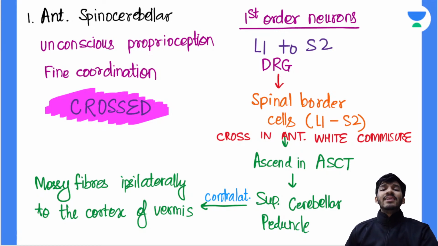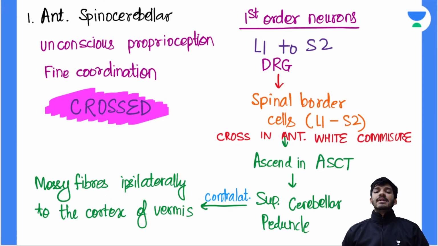Now you must be wondering, in the second example this seems to be violated. In the second example I said that the first order neurons are going to reach the posterior spinal border cells, and then they are going to cross. Okay, but that is the beauty.